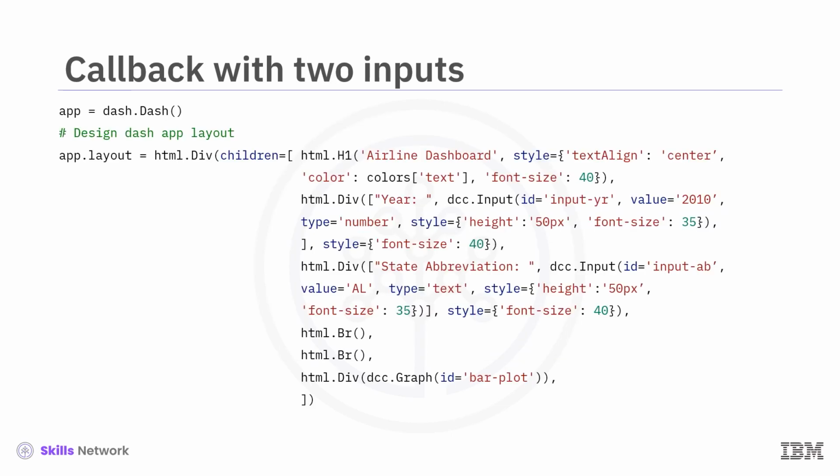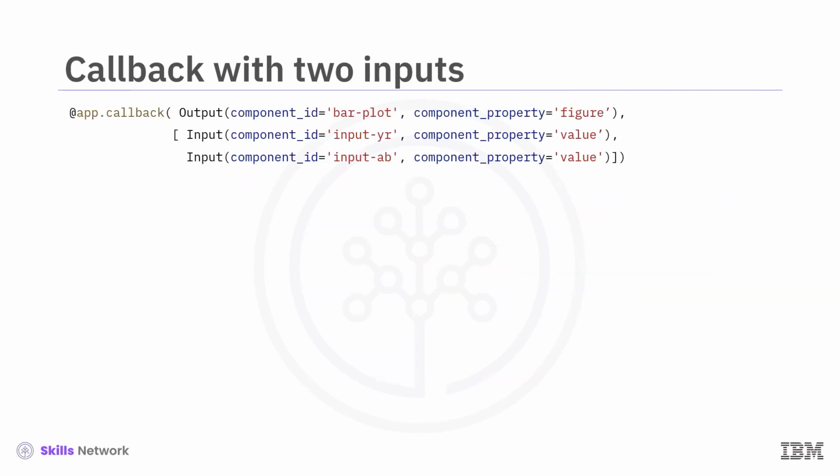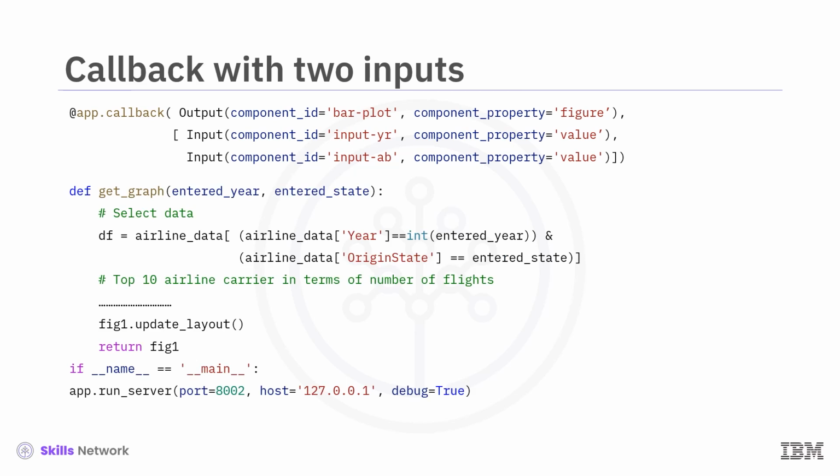The second example is a callback with two inputs. It's similar to one input callback except for a few changes. We will add a division with one more text input with the component ID input-AB. Then add the new input with component ID input-AB to the decorator inside a list. Next, we'll define callback function get_graph. This takes the entered year and the entered state as input parameters. Computation extracts the information and the application layout updates with the graph.